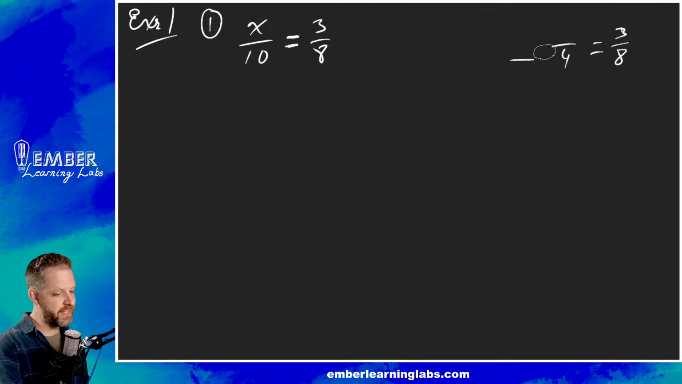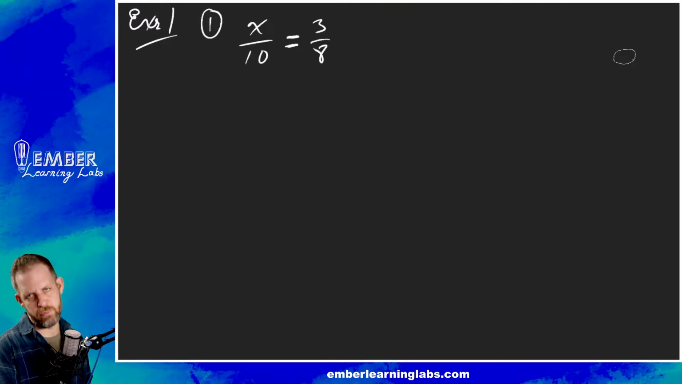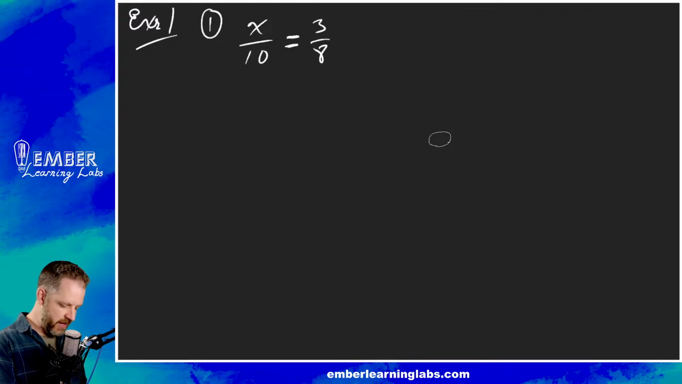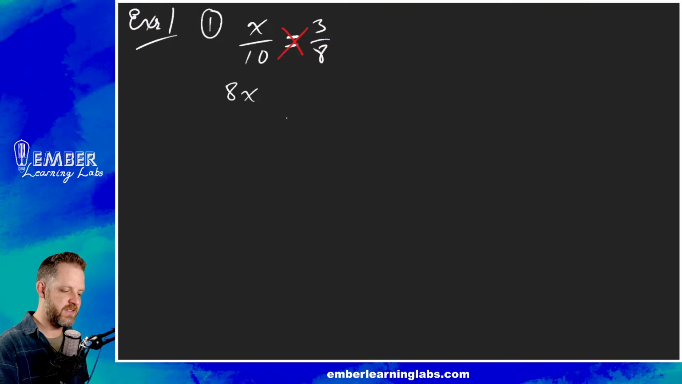Now, having said that, that's not how you solve a proportion, because in case you didn't know, in case you were a little confused, that symbol right there is not a multiplication symbol. That's an equals, right? So since that's an equals, we cross multiply. And that's how we solve a proportion. We cross multiply, and then we keep on going from there. So let's take a look at this. So x times 8 is 8x. 10 times 3 equals 30.